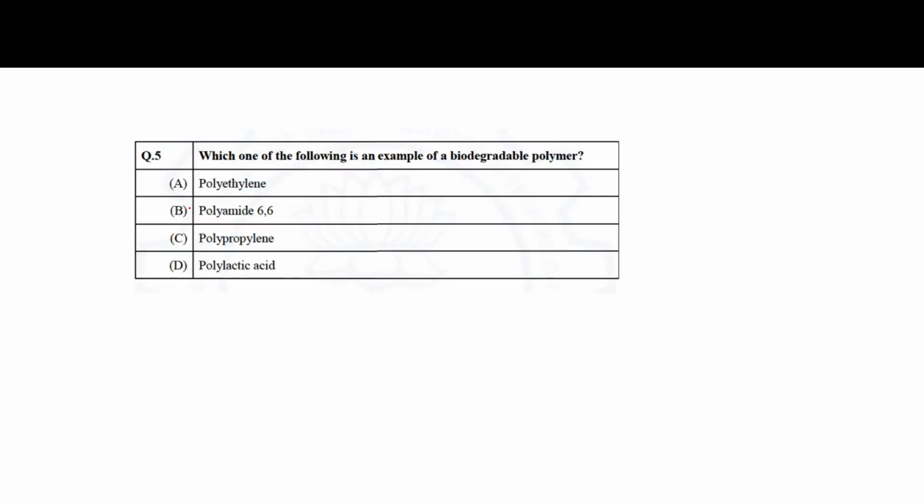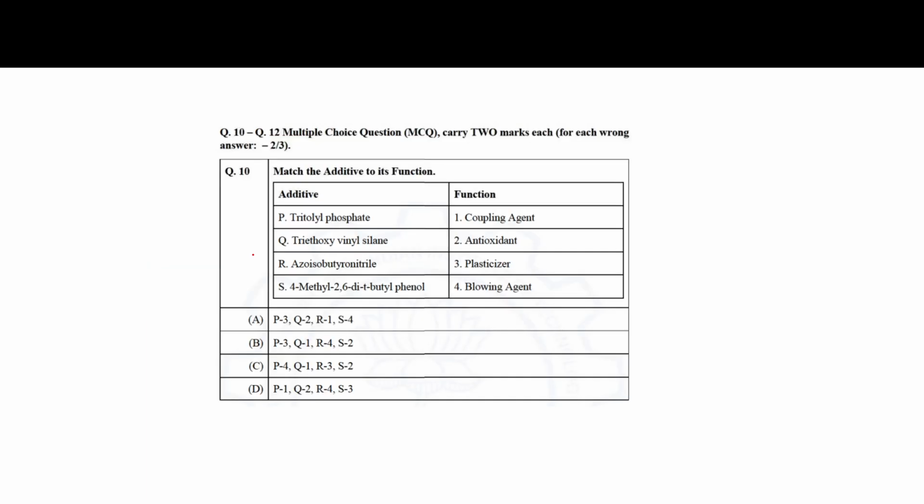Which of the following is an example of biodegradable polymers? Biodegradable polymers need a biodegradable unit, like the lactide. Polylactide is a biodegradable polymer. Polypropylene, when there are only hydrocarbon units, can never be biodegradable. When there are carbonyl or oxygen units present, they may be biodegradable. So polyamide is not biodegradable. Polyethylene is also not biodegradable. The right answer will be polylactide is the biodegradable polymer.